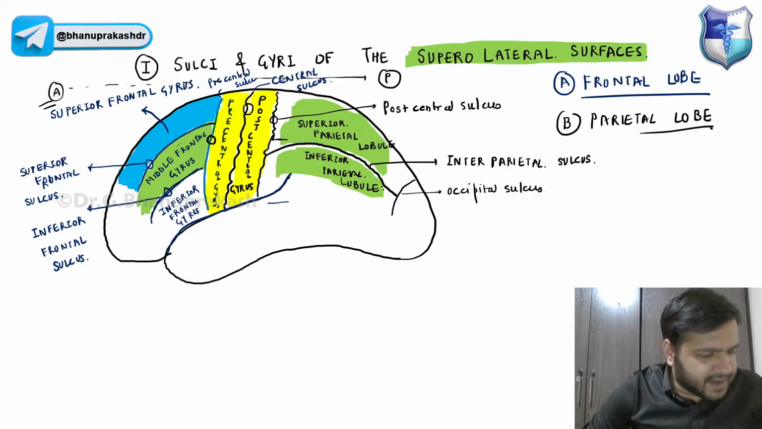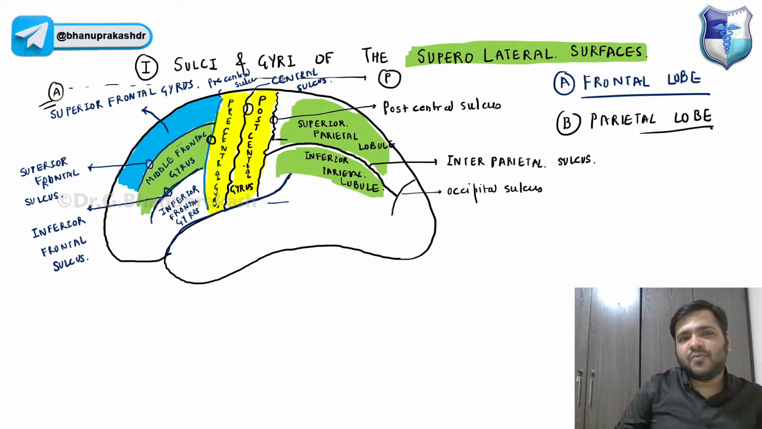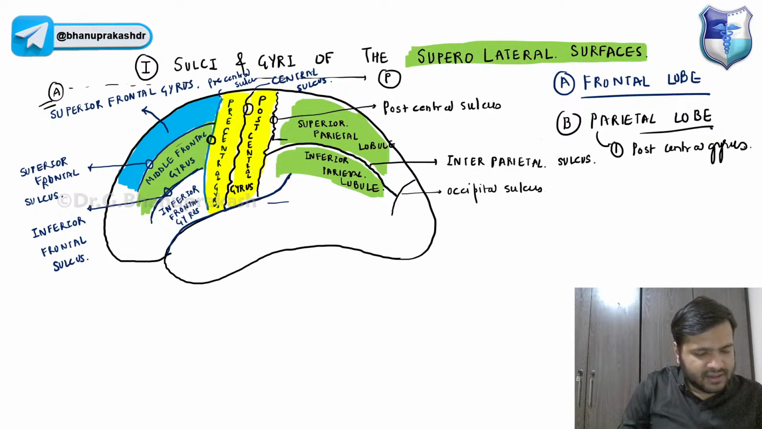अभी सारे एरियाज पढ़ेंगे. No need to worry, guys. We have the superior parietal lobule and the inferior parietal lobule, right? See, we have one main gyrus, guys, that is the post-central gyrus. In the parietal lobe, we have one main gyrus, that is the post-central gyrus, right?